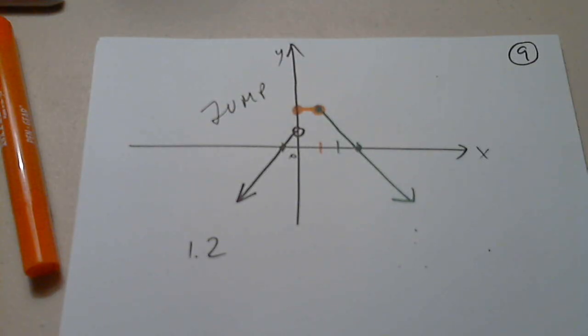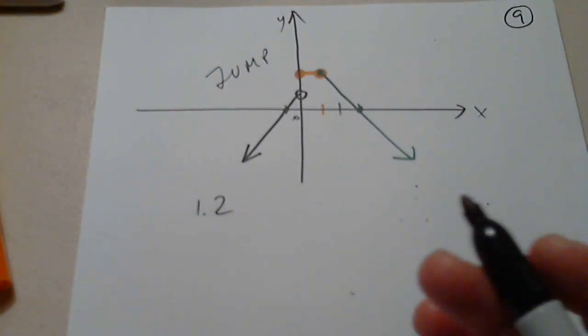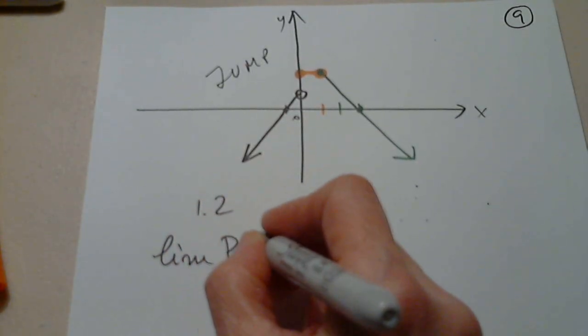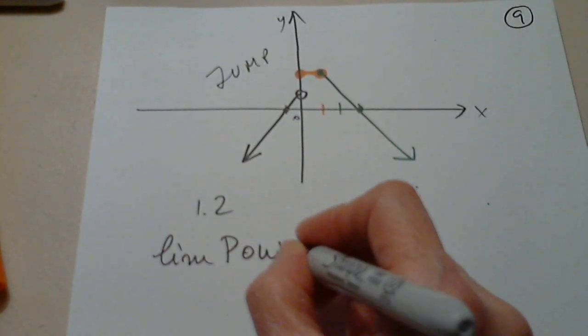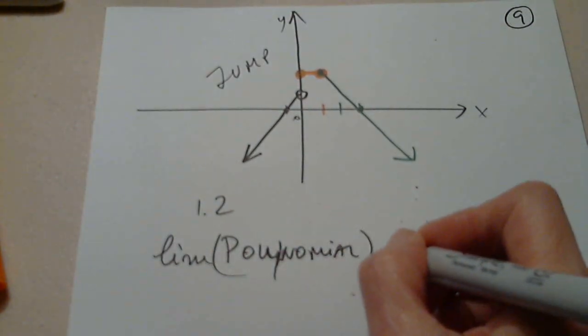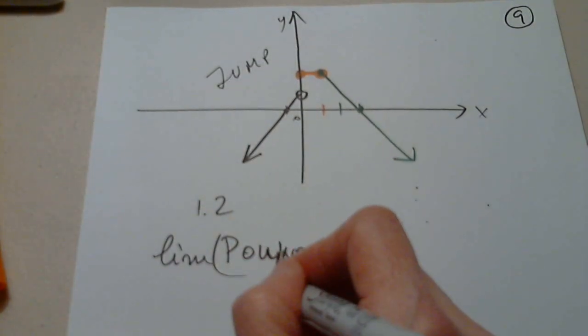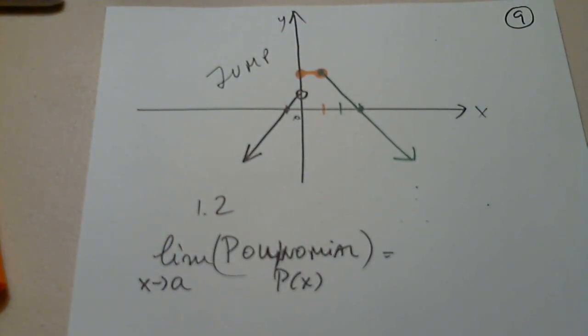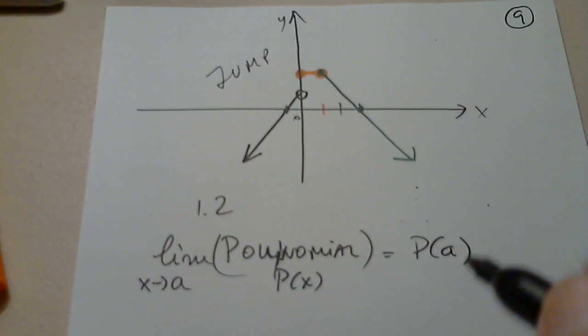So there is a theorem that I would like to explain on rational functions and polynomial functions. So that's where the starting point is. Limit of a polynomial. I'm going to call the polynomial p of x. As x approaches a, where a is any number, the limit is p of a.